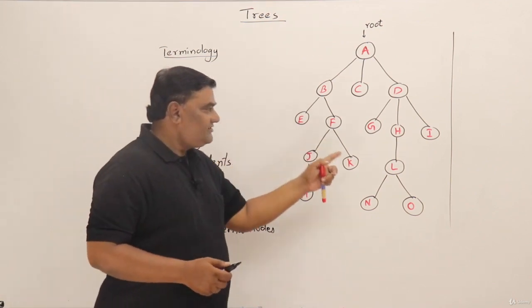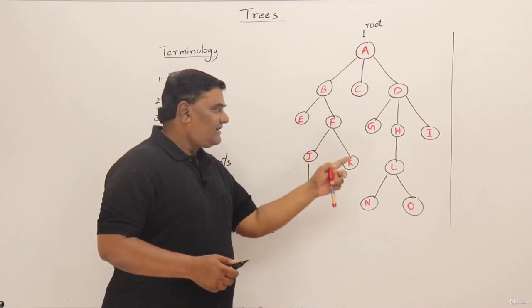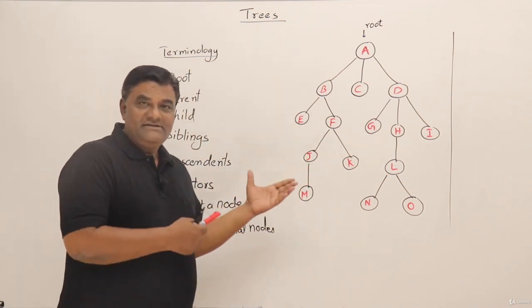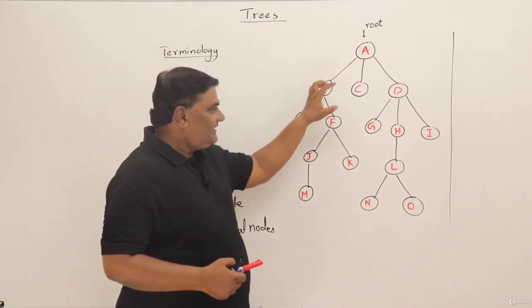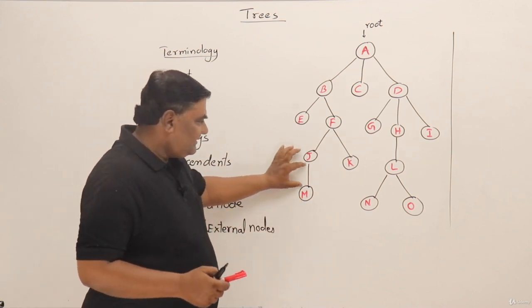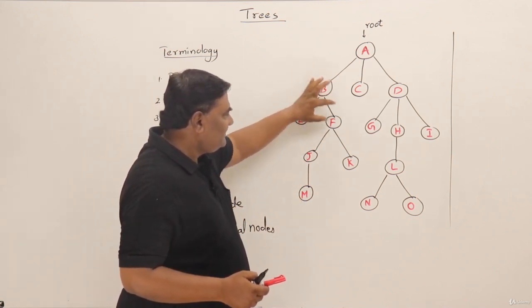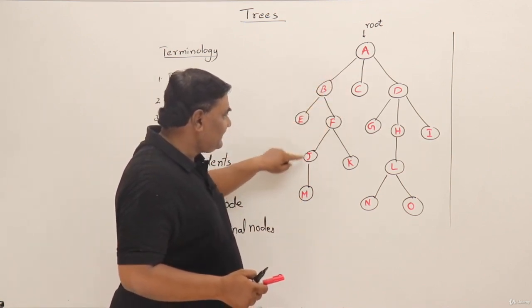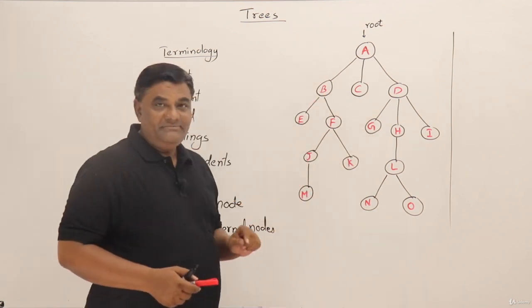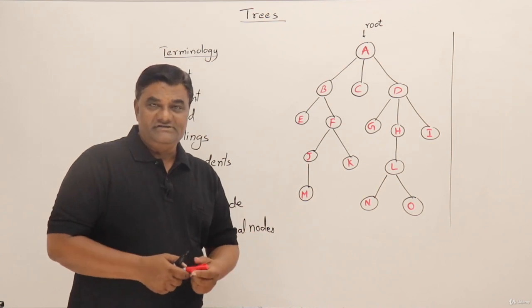See, here I have taken a general tree and nodes are containing alphabets so that it's easy for you to understand. Let us define a tree. Tree is a collection of nodes or vertices and edges. Nodes and edges. These links are called as edges.